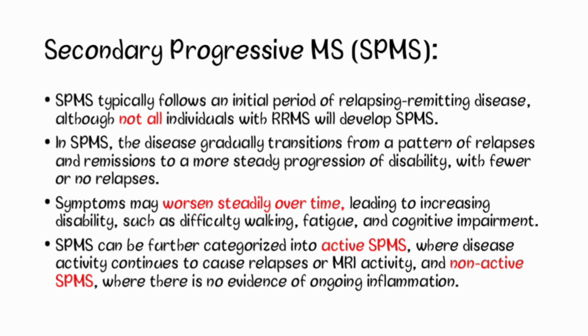Now, SPMS typically follows an initial period of relapsing remitting disease, although not all individuals with RRMS will develop SPMS. In SPMS, the disease gradually transitions from a pattern of relapses and remissions to a more steady progression of disability, with fewer or no relapses. Symptoms may worsen steadily over time, leading to increasing disability such as difficulty walking, fatigue, and cognitive impairment.